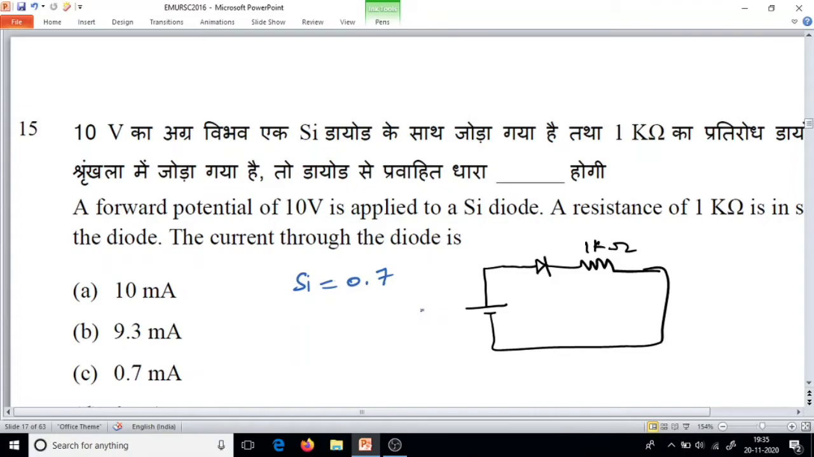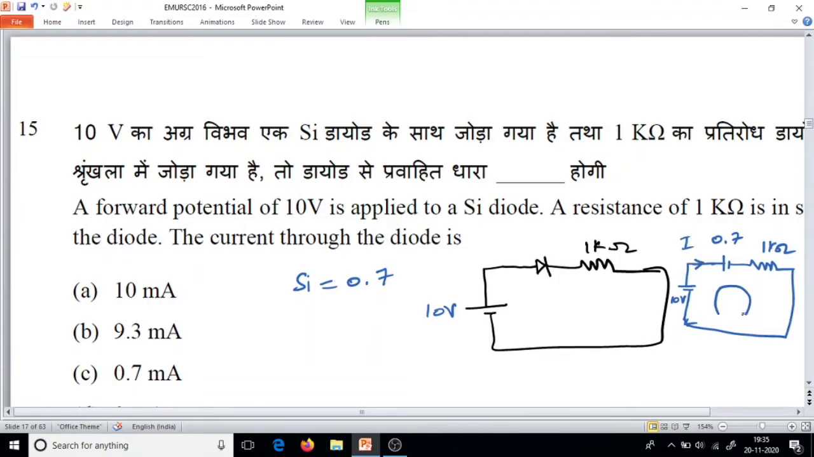Now, we have to find what is the current through the diode. To know that, we can redraw this circuit like this. 10 volt are supplied. A diode can be replaced by a 0.7 volt battery source. Then we have 10 volt, 0.7 volt, and 1 kilo ohm resistor. What is the I we have to find through the circuit?